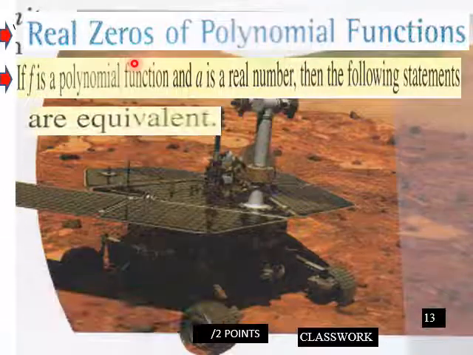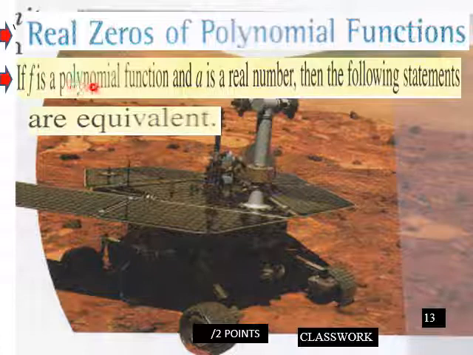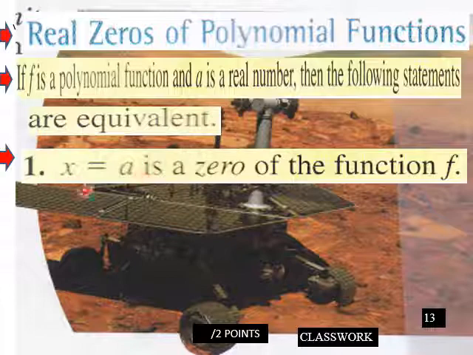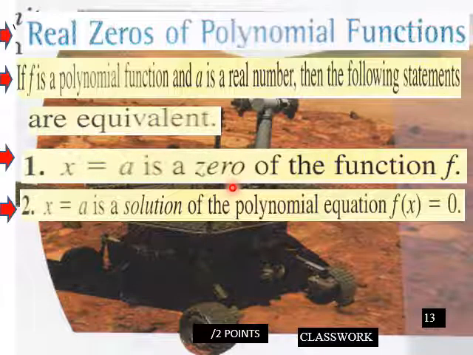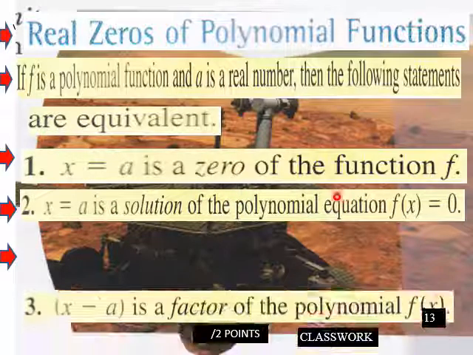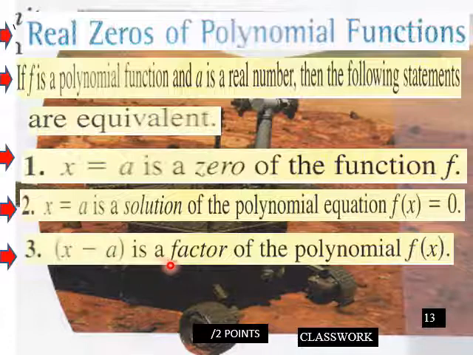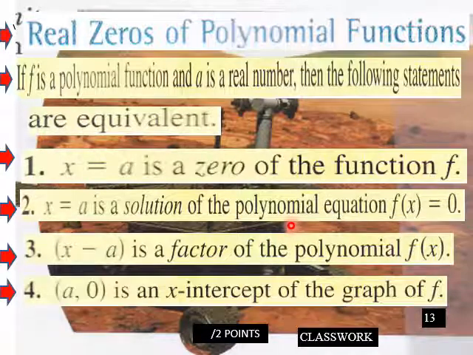So the real zeros of polynomials. If f is a polynomial function and a is a real number, then the following statements are equivalent. x equals a is a zero of the function. x equals a is a solution of the polynomial equation. x minus a is a factor of the polynomial. And a zero is an x-intercept of the graph of f. So here are some things that you can kind of hang your hat on, so to speak, about a polynomial function, how it's going to behave just by looking at it without even graphing.